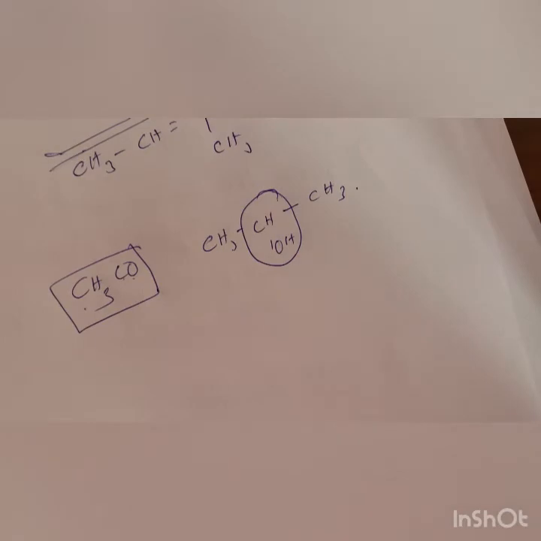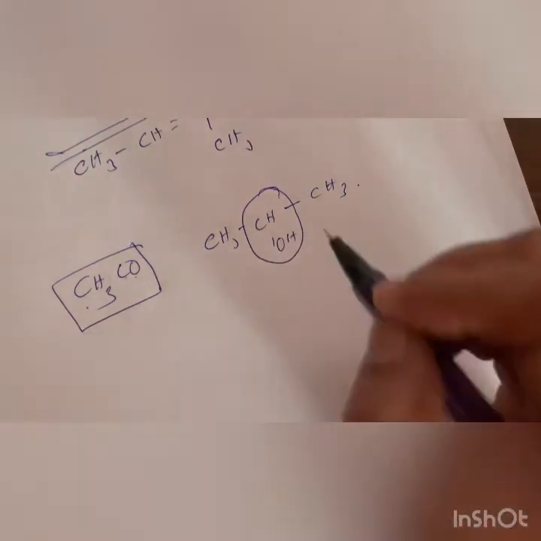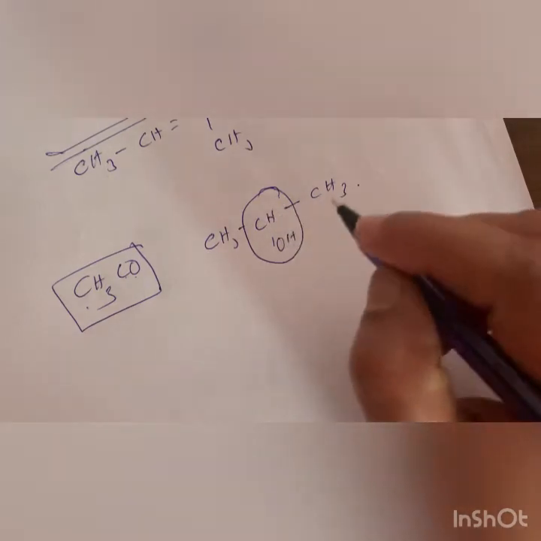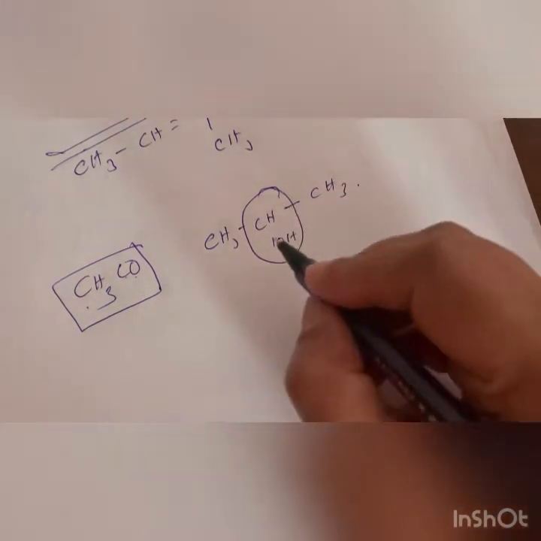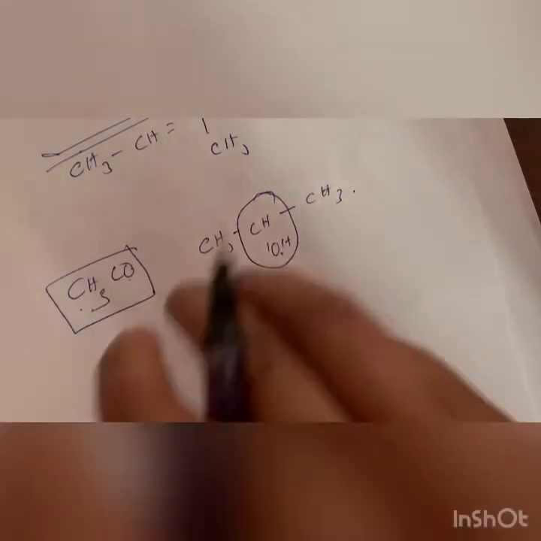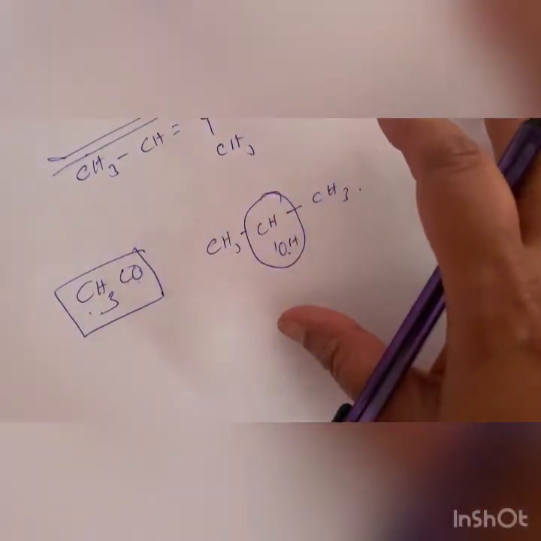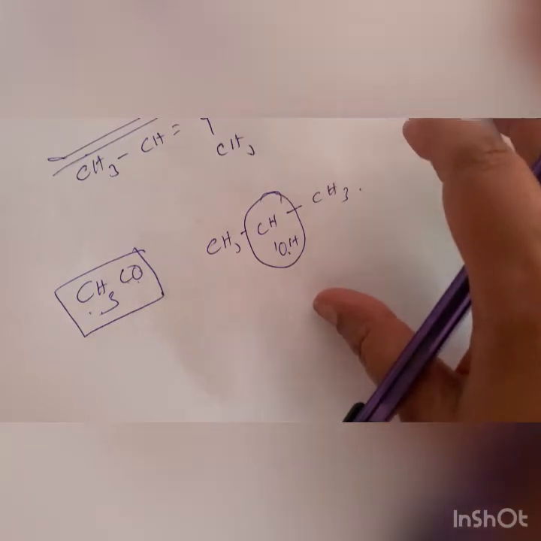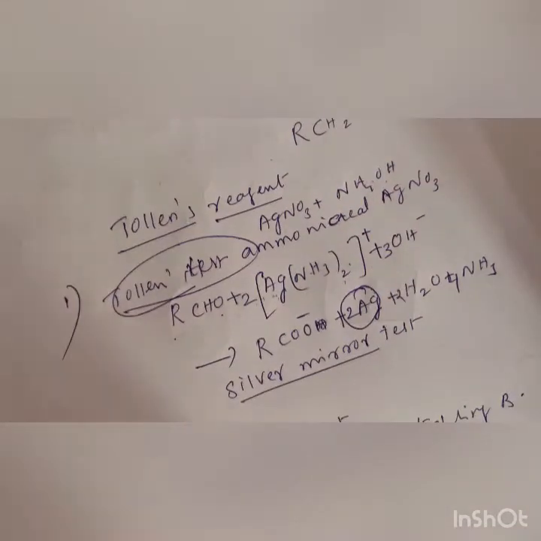Why? Because a secondary alcohol will soon oxidize to a ketone. So compounds with this type of group will also answer the iodoform test. So the CHOH group will answer the test, and the COCH3 group will also answer the test. This is known as the iodoform test. Okay, so we have done three tests: Tollens test, Fehling's test, and one more, the iodoform test.